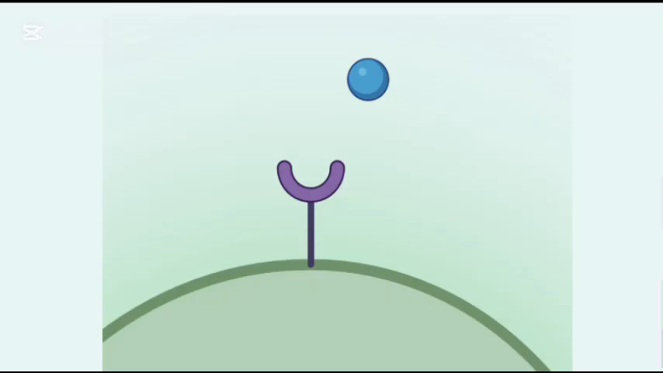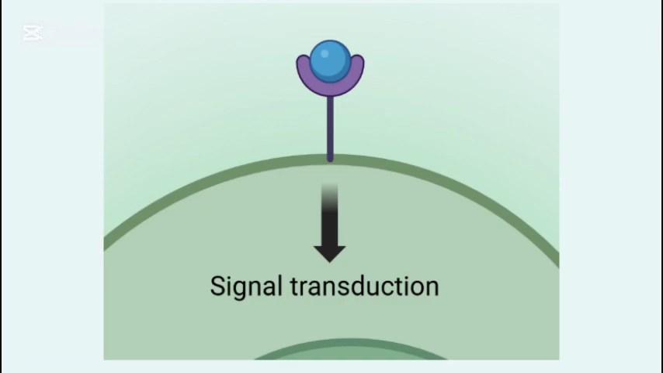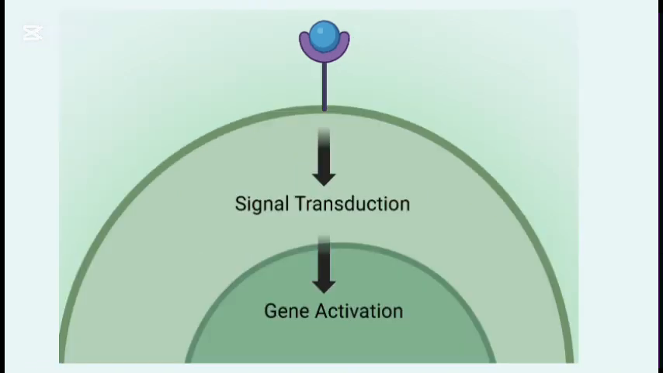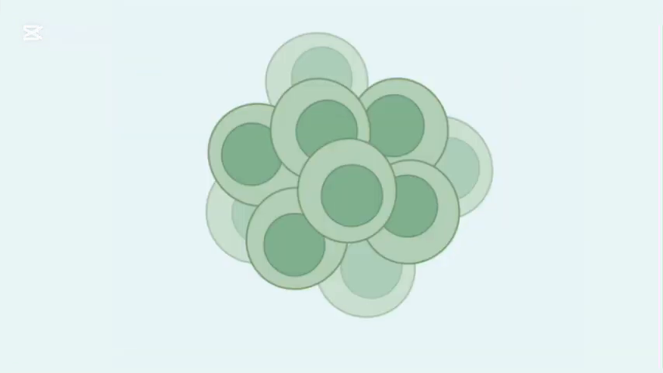The interleukin serves as a ligand, and when it binds to a receptor, it causes a signal transduction pathway that eventually results in gene activation. This gene activation can result in proliferation, making the T cell grow and divide to make more T cells for a faster immune response.